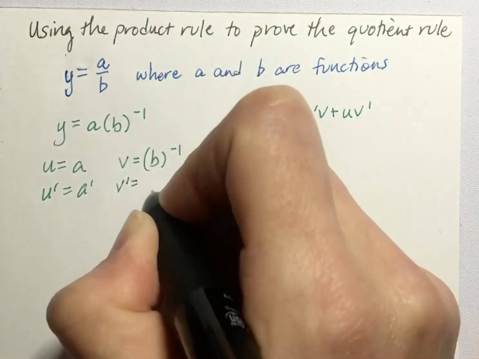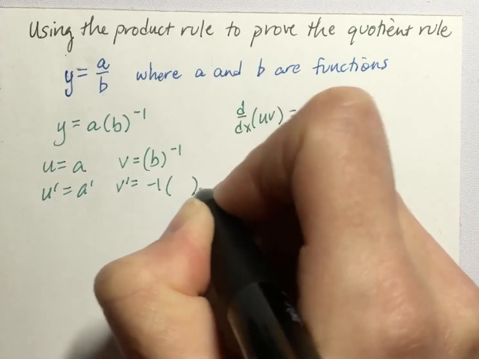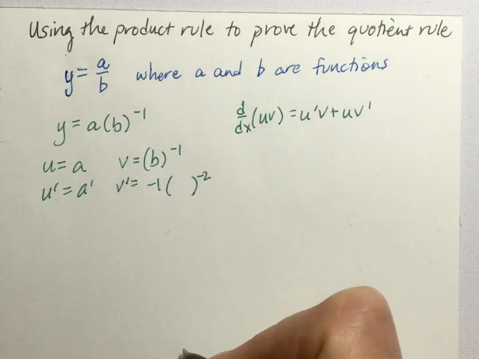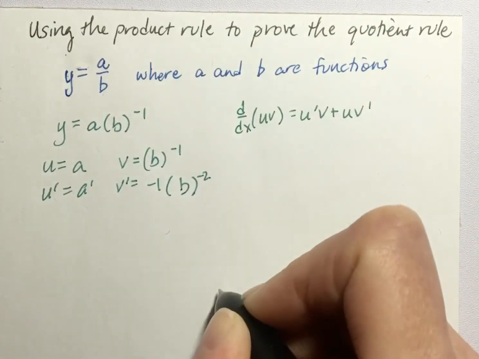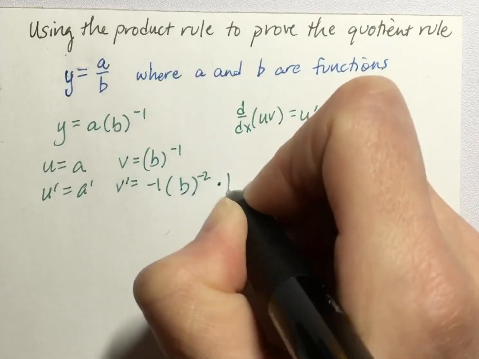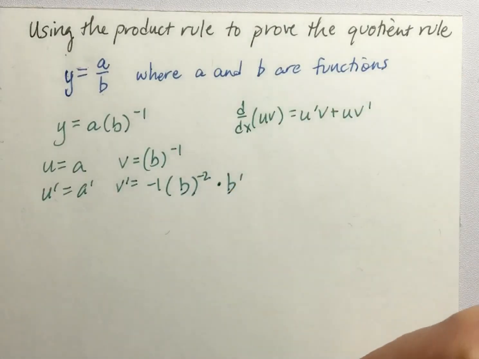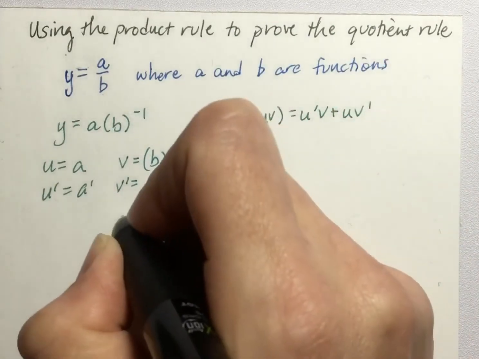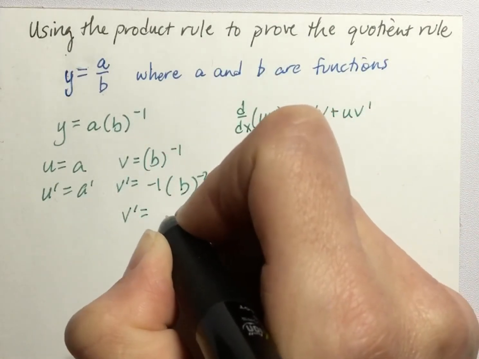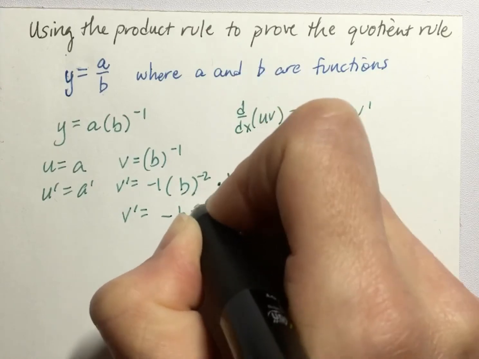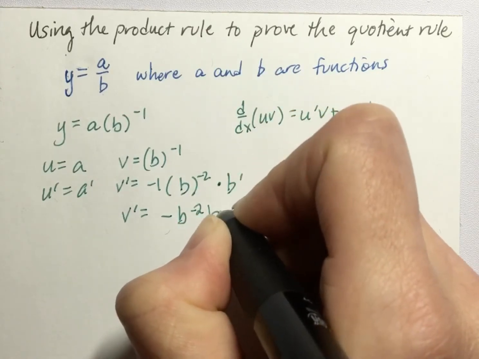So our v prime, derivative of the outside, is negative 1 times b in parentheses to the negative 2. And then the inside stays the same, times the derivative of the inside, so b prime. So really our v prime is negative b to the negative 2 times b prime.